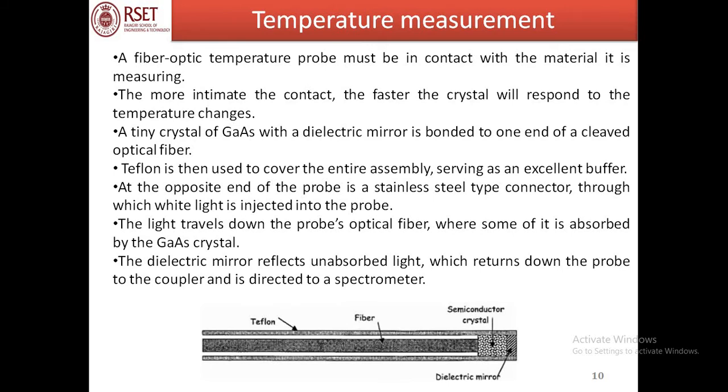At the opposite end of the probe, there is a stainless steel type connector through which white light is injected into the probe. The light travels down the probe's optical fiber, where some of it is absorbed by the gallium arsenide crystal. The dielectric mirror reflects unabsorbed light, which returns down the probe to the coupler and is directed to the spectrometer.